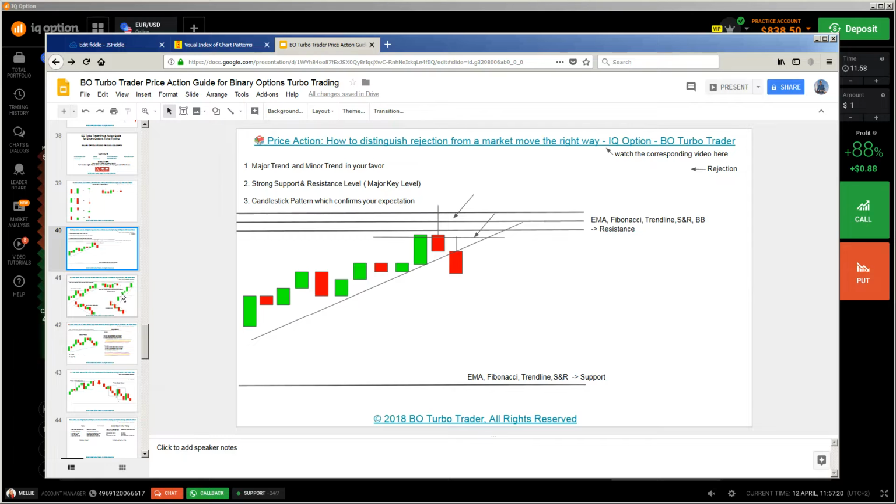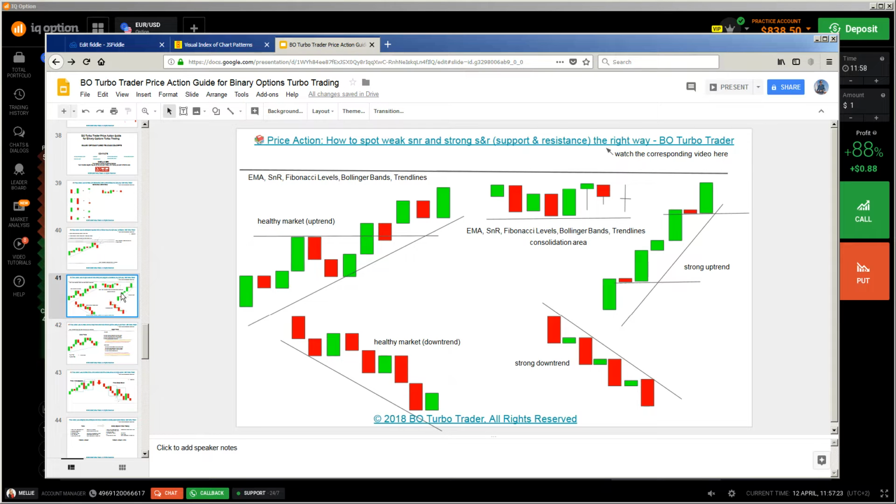So then watch this video. This is one of the most important, because this was done because somebody asked me why some support and resistance areas are working and others not, and that is not based on the support and resistance area. It's mostly based on the trend of the market. If you have a healthy trend, support and resistance will mostly work. If you have a strong uptrend or strong downtrend, support and resistance will not be so effective.